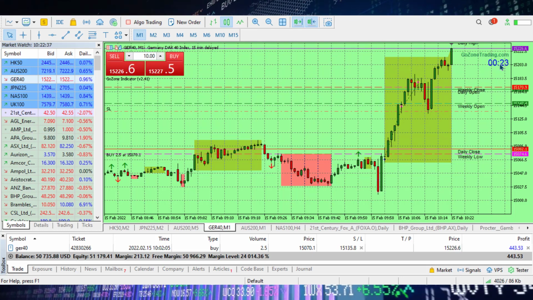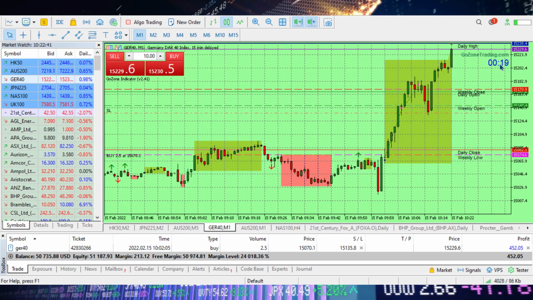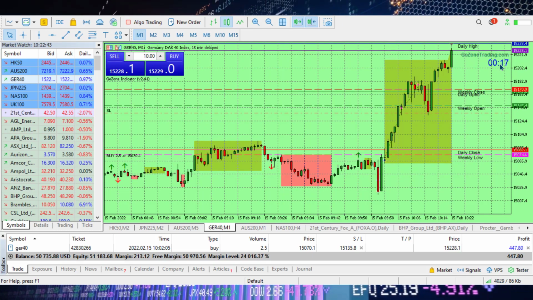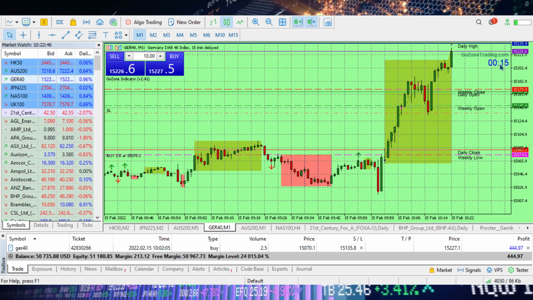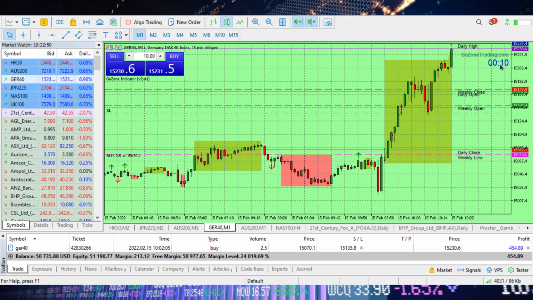This is an extremely good trade on the DAX. From the time it opened, it's moved almost a couple hundred points already. That's an excellent trade at this point.